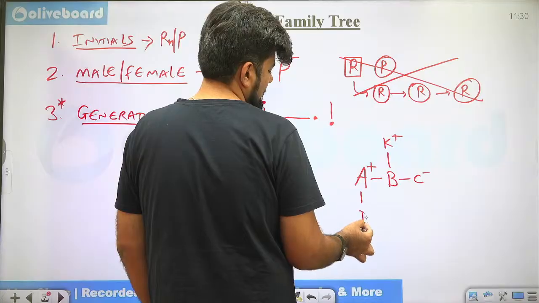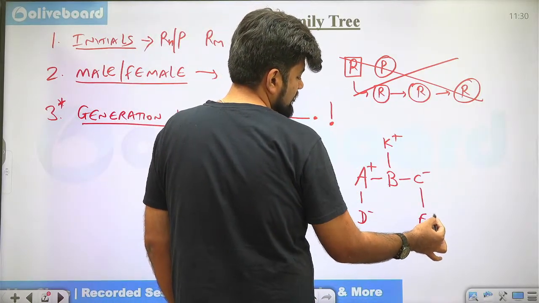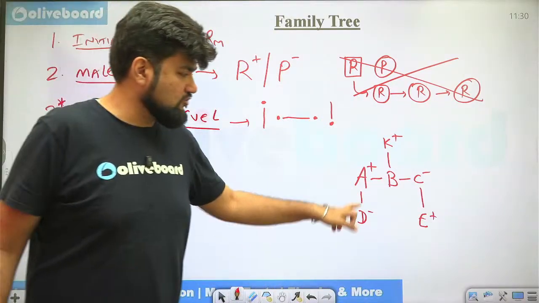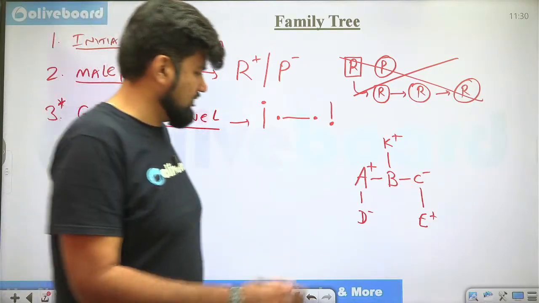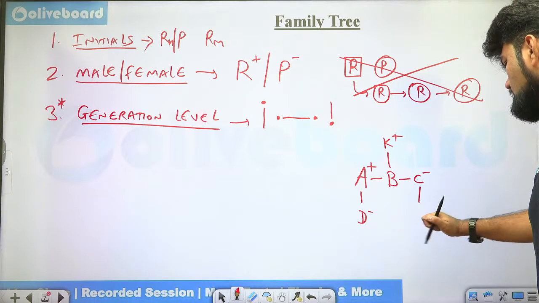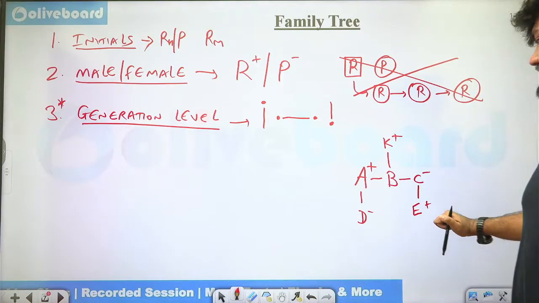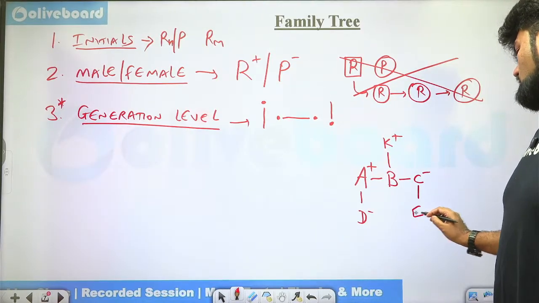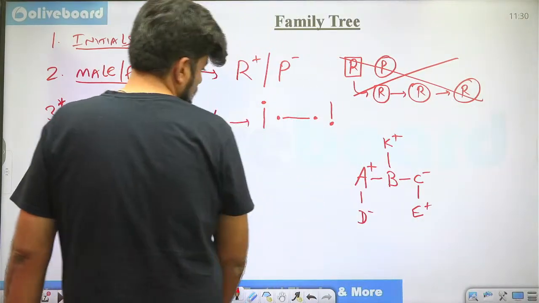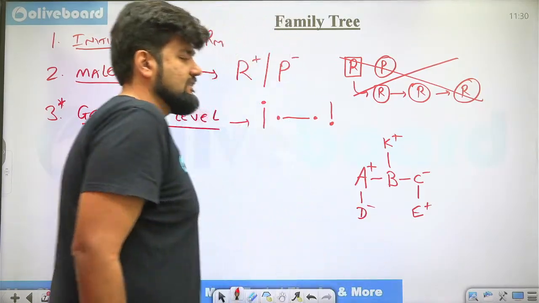D is the daughter of A, so a generation below, and E is the son of C. Make sure you keep them always at the same level, okay? You can't draw this line shorter and then this line slightly longer. I think I have done that slightly. I will just rectify that here. But they should be at the same level is what I'm trying to tell you. Yeah, this works. Okay. So D is the daughter of A and E is the son of C.